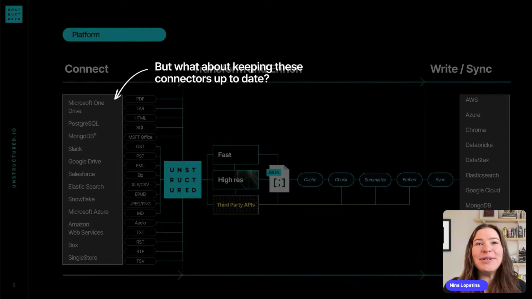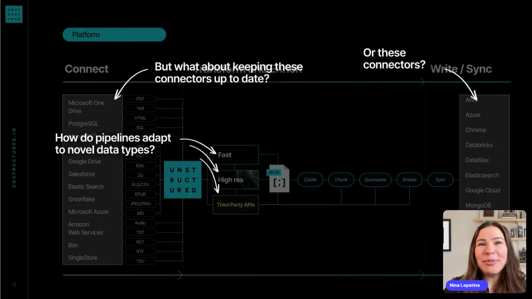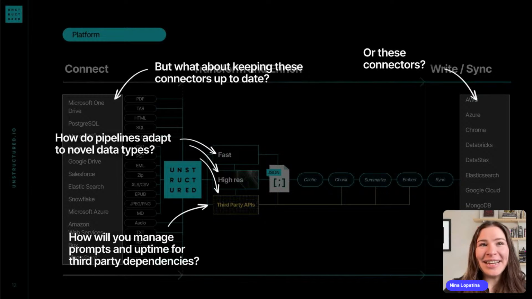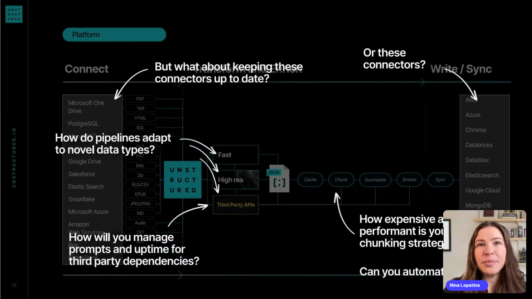So what about keeping those up to date? I will say that setting up a connector is pretty easy. Maintaining them is very challenging. And same with the destination connectors. We adapt our pipelines to novel data types. We think about prompts and uptime for third-party dependencies. We have a number of chunking strategies that we offer, and we're doing research to add more.